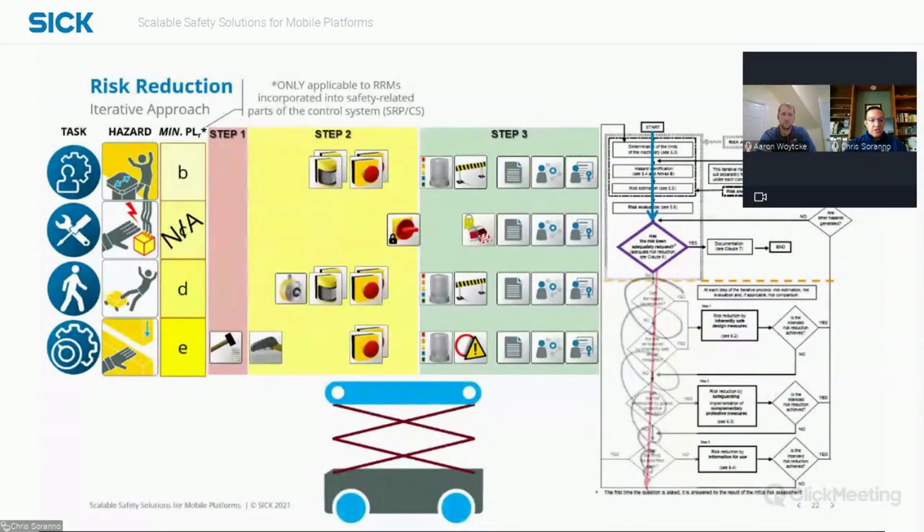The first one we'll exclude is the one where there is no safety related part of the control system. It's just not interesting for today's discussion. We can also exclude the one where the only control element is the emergency stop. And that leaves us with the final 2.